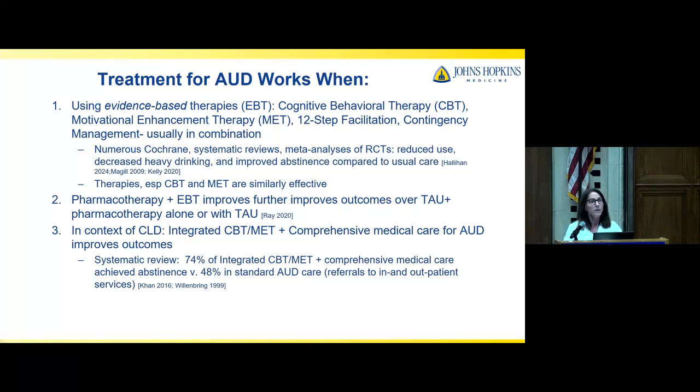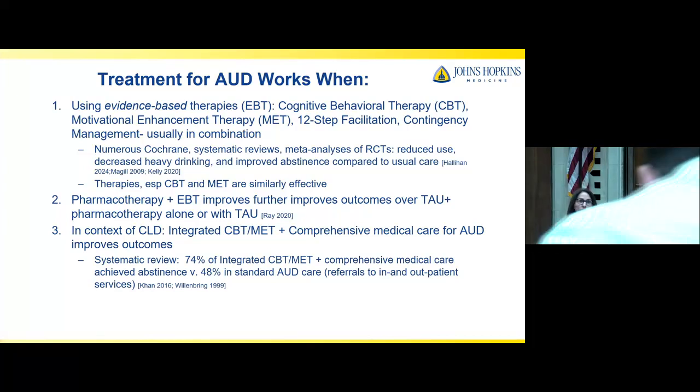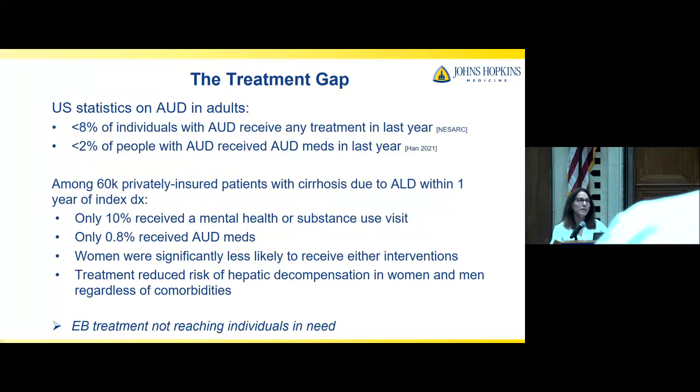And then in the context of chronic liver disease, integrated treatments, especially as Pam described, are especially effective and necessary. And in the systematic review, there are rather dramatic statistics of 74% of people achieving abstinence compared to 48% in standard care. So treatment works. The problem is there is a huge gap in delivery of treatment.